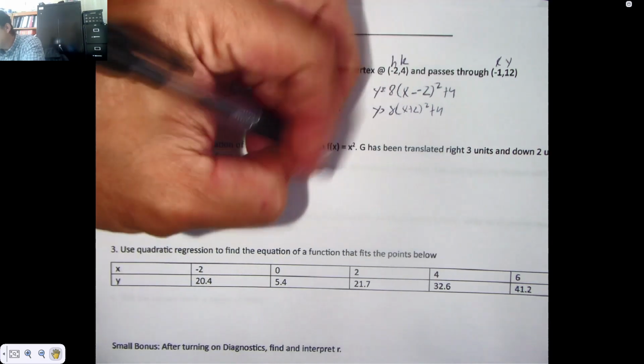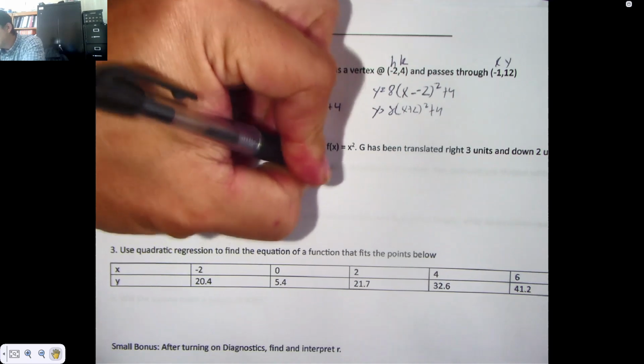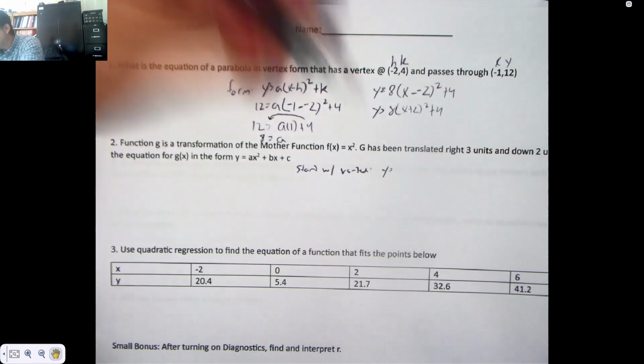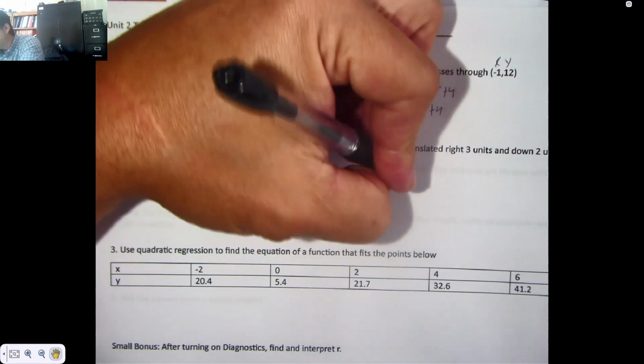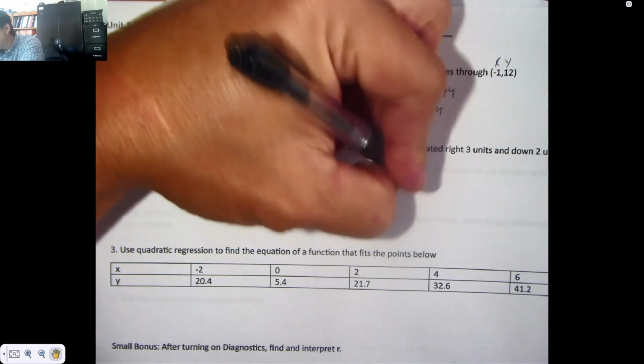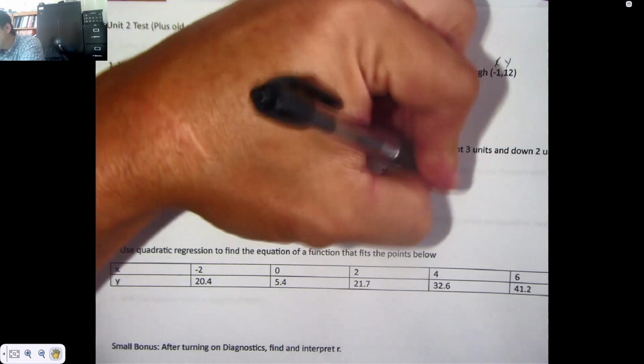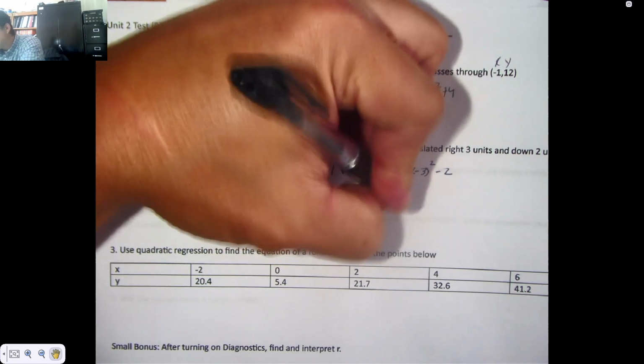So what we're going to do is start with vertex form. Y equals a, and it doesn't say what a is, so it's probably just 1. Right 3 means we take away 3, plus k, which is down 2. And then we're going to write x minus 3 twice.